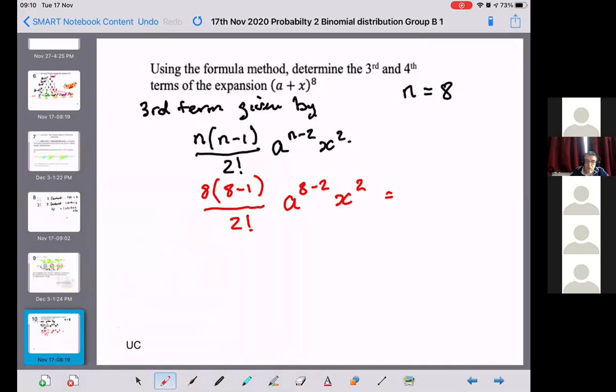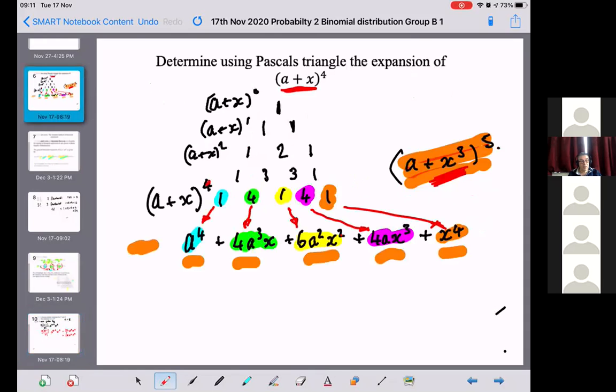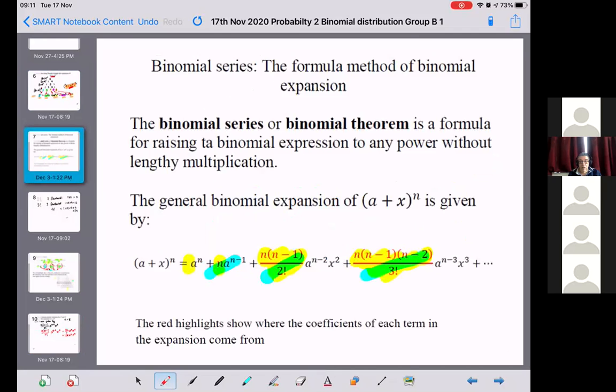That equals, this bit on the top here is 8 times 7. 7 eights are 56. And on the bottom, 2 factorial is 2. a to the 6 x squared equals 28 a to the 6 x squared. Okay, so that's the third term in the series. If we look back, this is the first, second, third term. The fourth term in the series is given by that. So see if you can work out what the fourth term is using the formula.